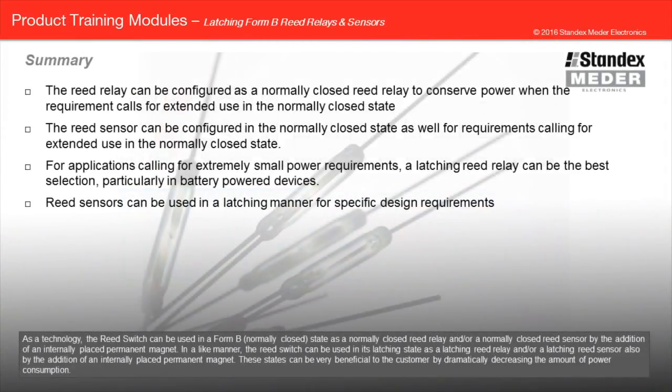As a technology, the reed switch can be used in a Form B normally closed state, as a normally closed reed relay, and or a normally closed reed sensor by the addition of an internally placed permanent magnet. In a like manner, the reed switch can be used in its latching state as a latching reed relay and or a latching reed sensor, also by the addition of an internally placed permanent magnet. These states can be very beneficial to the customer by dramatically decreasing the amount of power consumption.